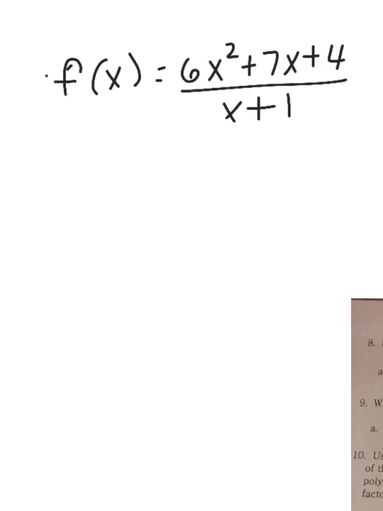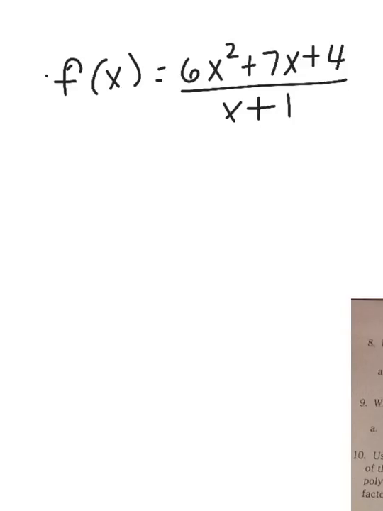Okay, so for number 12, it says to find the equation for the slant asymptote for each rational function. So remember, to find the slant asymptote, we are either going to do long division, or you could use synthetic division. Remember, we're looking for the quotient without the remainder. And you set it up as y equals.